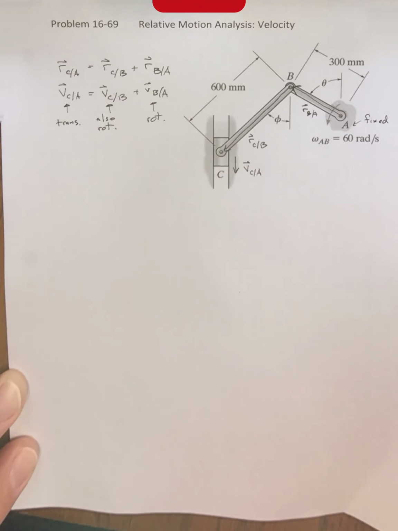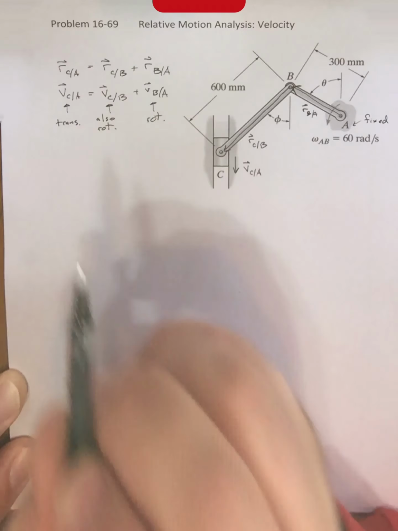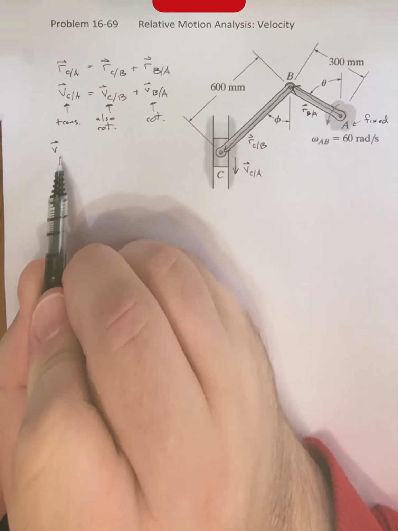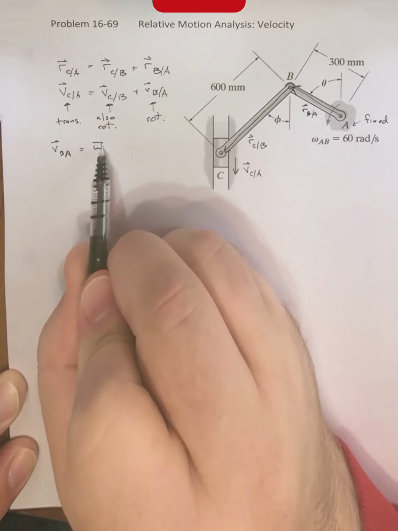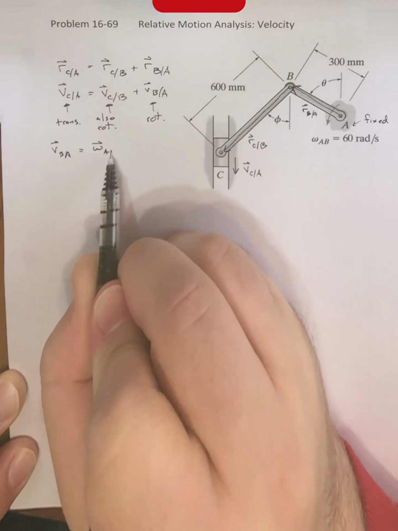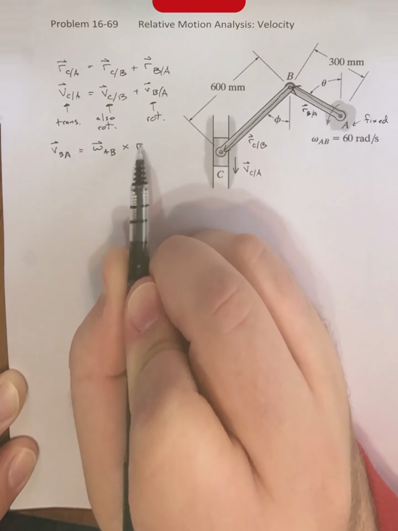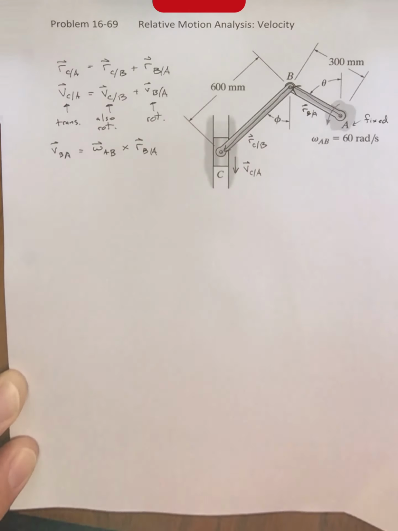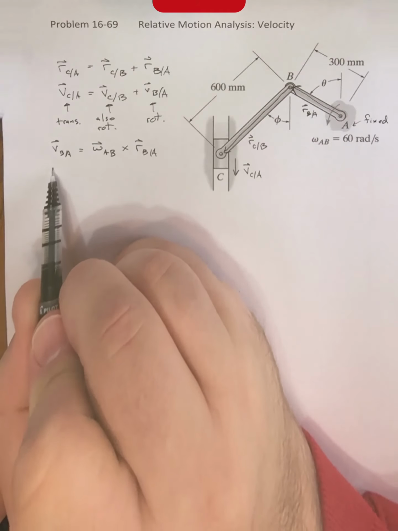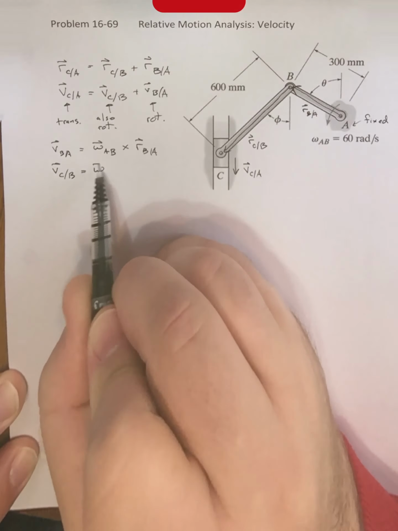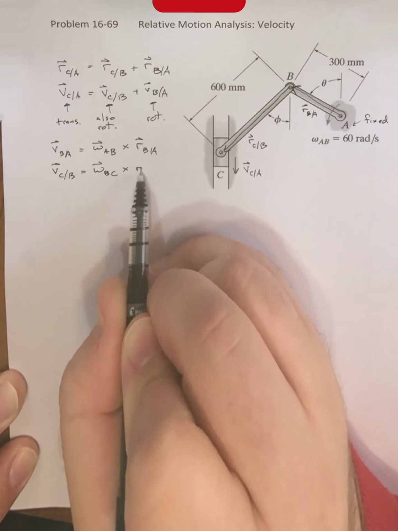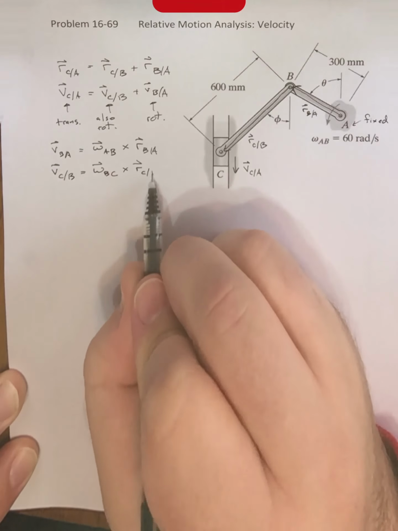If we look at these in pieces, we would have our velocity of B relative to A equal to some angular velocity vector omega AB crossed with our B slash A. That was the expression we had in the book for something undergoing a pure rotation. We're going to have a similar expression for our C slash B: some omega BC crossed with our C slash B.